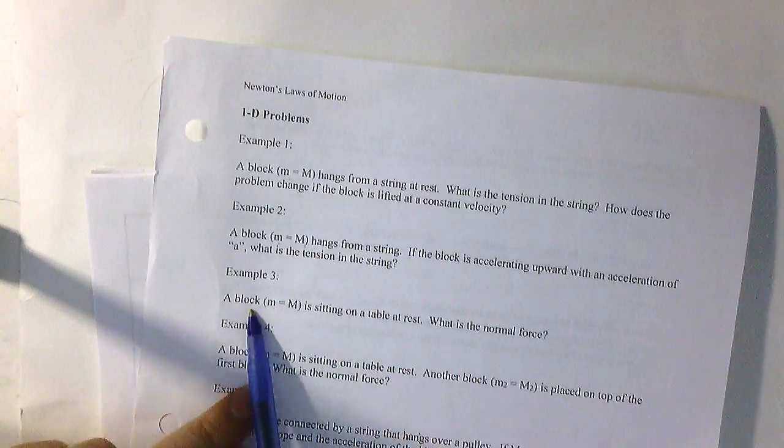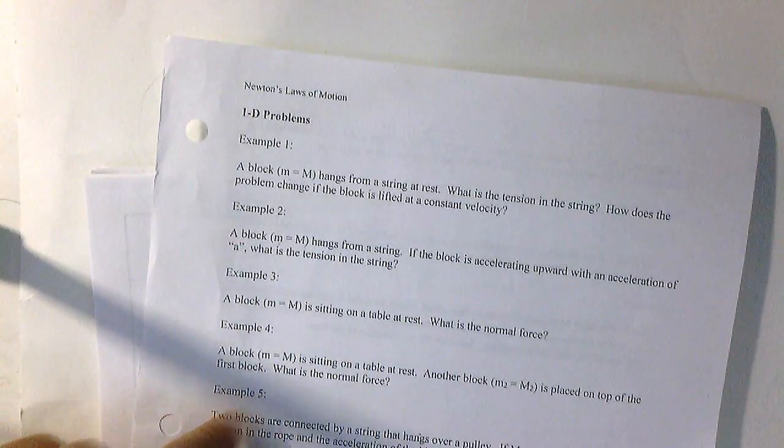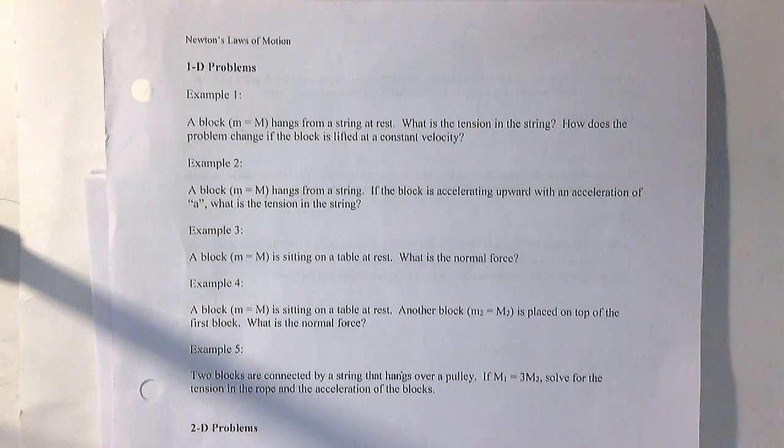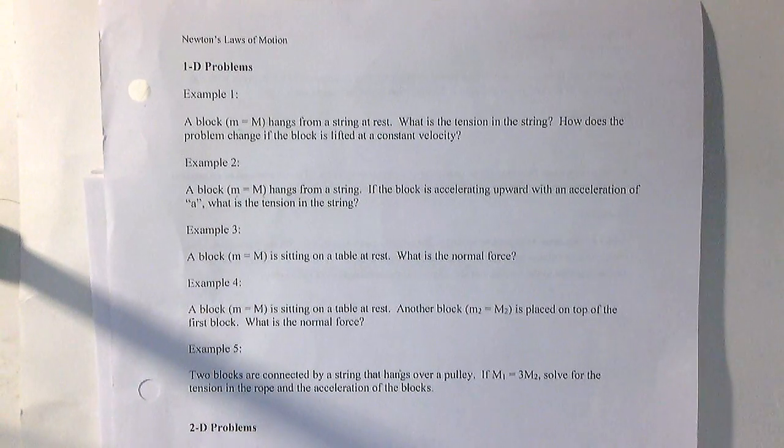Okay, so let's go ahead and draw our free body diagram. So here for problem 3, it says we have a block sitting on a table at rest. So what's physically touching our block? That's right, the table. What's acting at a distance? The Earth. Are we in equilibrium? Yes, because we're at rest.